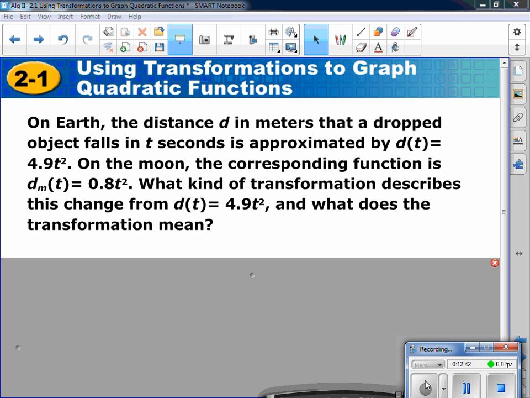When comparing the two here, you see that the number out front is the only thing that changes. So it's a vertical stretch or compression. Is the number getting bigger or smaller? We're multiplying by a smaller number, right? If you multiply by a smaller number, what is happening vertically? Smaller is not an answer. Is it stretched or compressed? Compressed vertically, and then we'd have to find the factor.